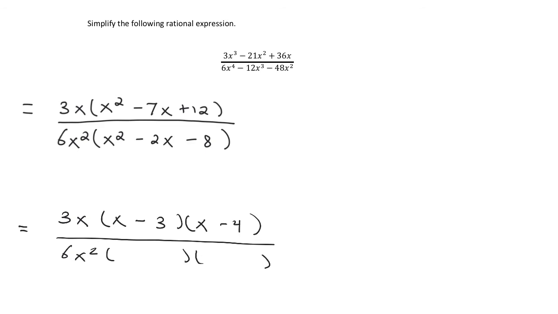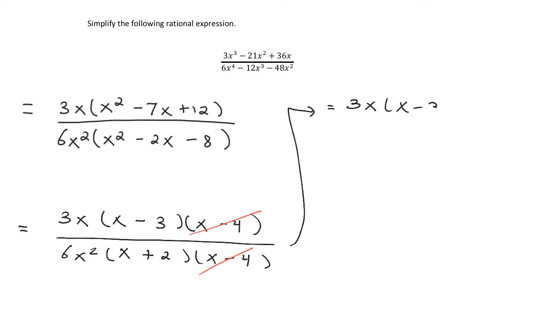For the denominator, okay, I have an x and an x. I need two numbers that multiply to negative 8, yet add to negative 2. So that would have to be a negative 4 and a positive 2. So everything is completely factored, and what I'm noticing is I have a factor of x minus 4 that I can cancel. So let's see what we have left over. That's 3x times x minus 3 divided by 6x squared times x plus 2.